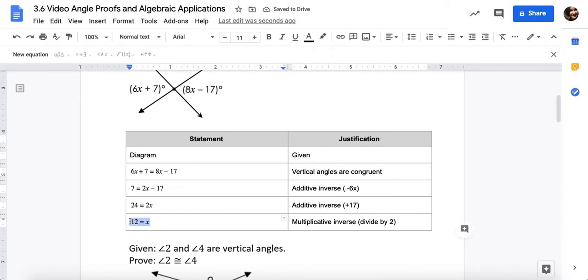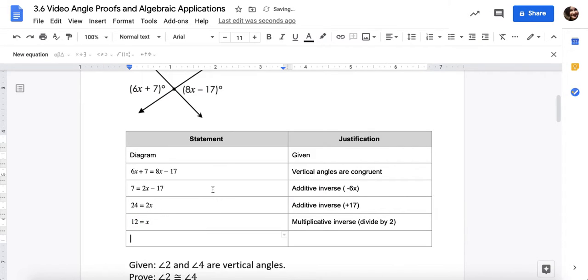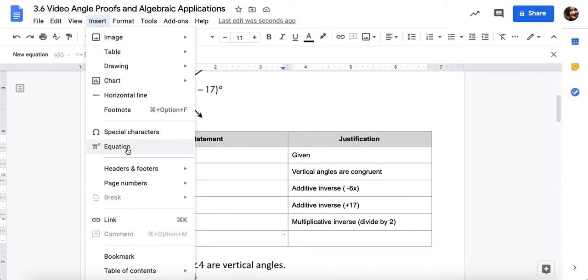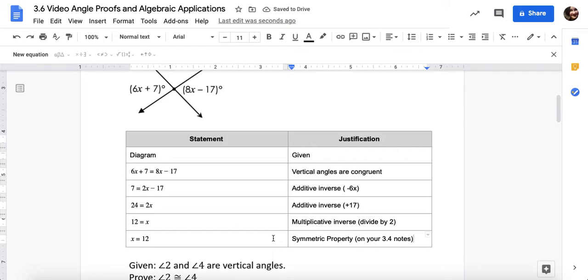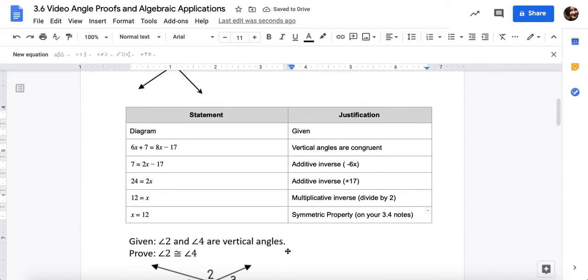And we said generally we don't like our equations to look like that. We like the x or the variable to be first. So we can actually do that one last step and say x equals 12. And we know that that is true because of our symmetric property. And this is on your 3.4 notes if you need to review that. And that's the end of our proof for that one.